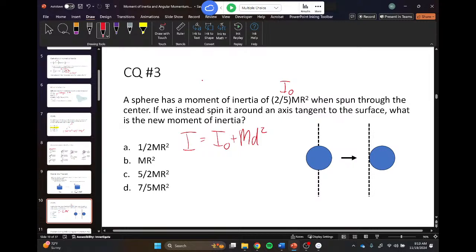So how much did the axis of rotation get shifted? It was about the center, and then it got shifted over here. What's this distance corresponding to? The distance the axis got shifted was all this. Just replace d with r. That's it. Put the OG one in there and add those two terms together.